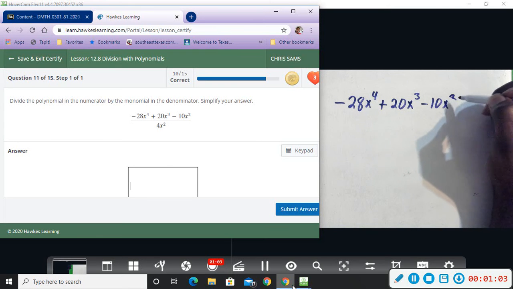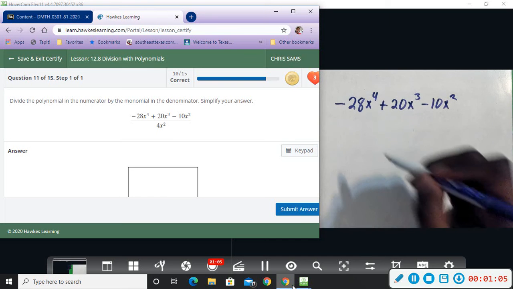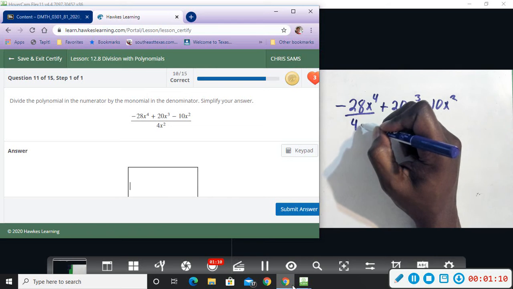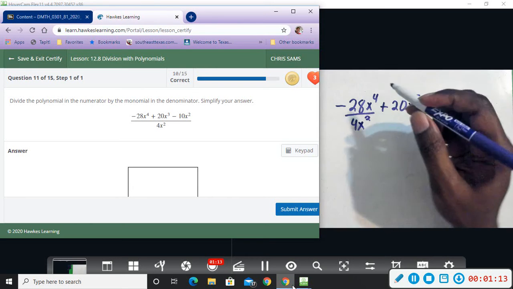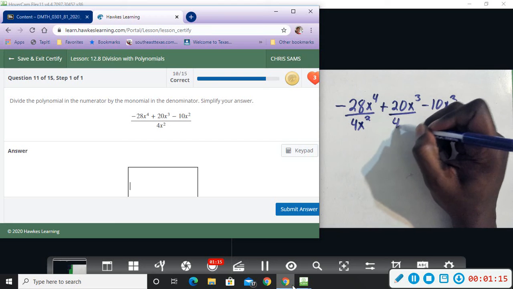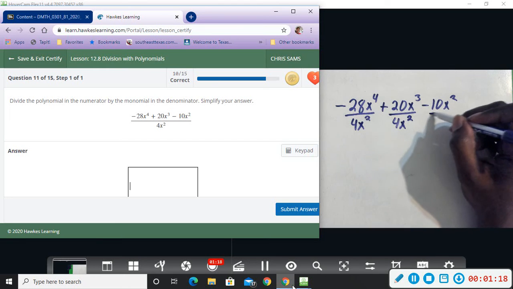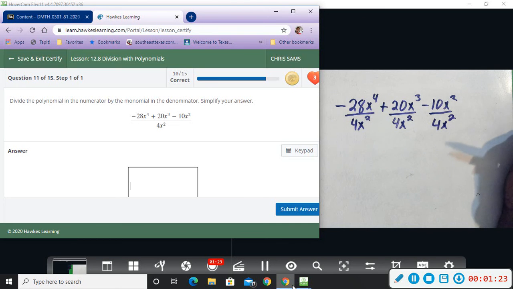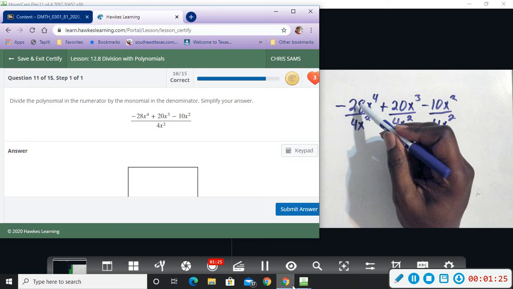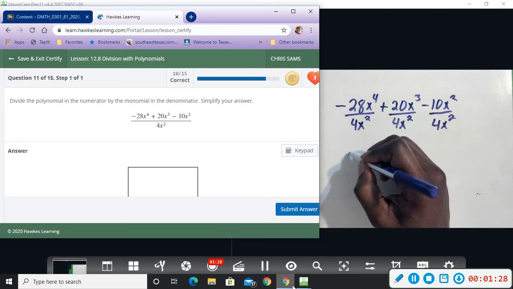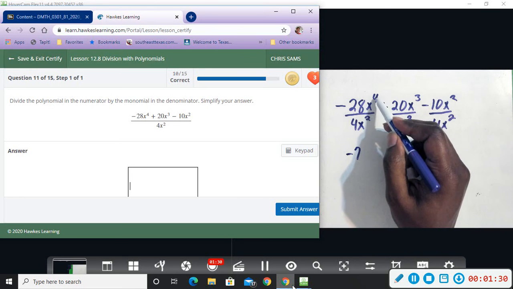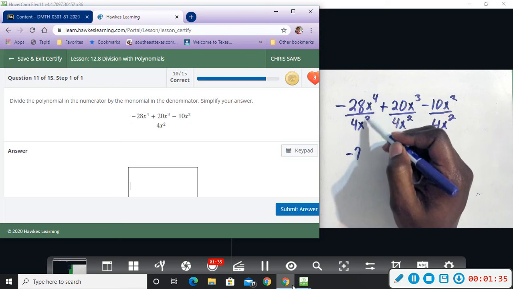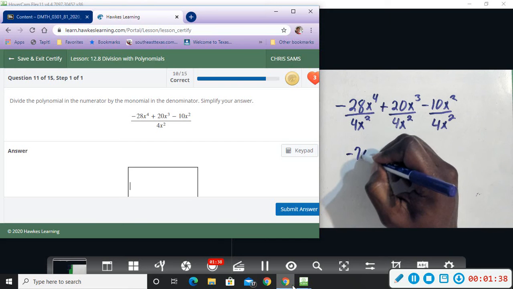X squared. Okay, so basically what we're going to do, I'm just going to put each of these terms over 4x squared individually. That's the same thing that's happening. And we're going to divide them just like this. It's just one term. We can write it each separately and then do the math like this. So the negative 28 divided by 4 is a negative 7. And then we have x to the fourth. When you have the same base, you subtract the exponent. So 4 minus 2 will give me x to the second.